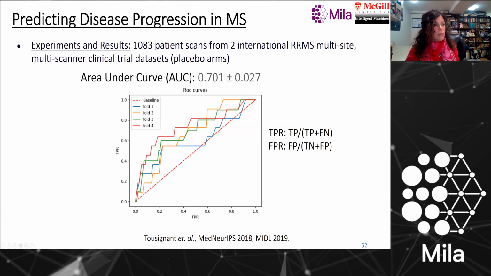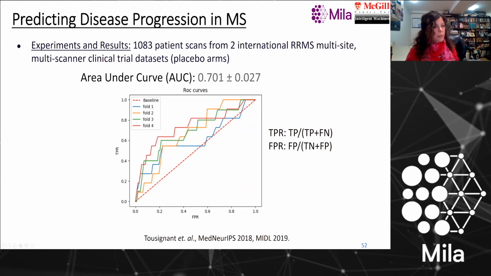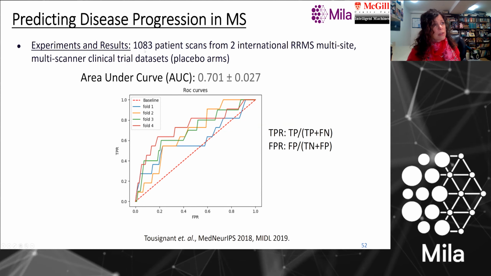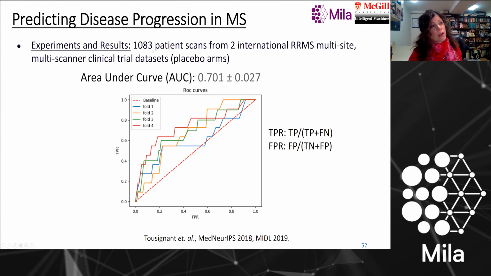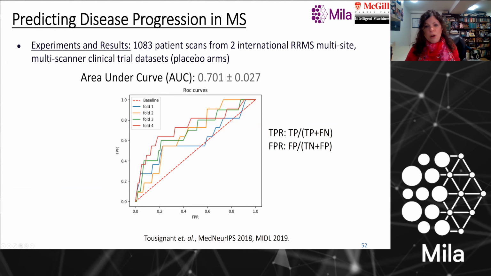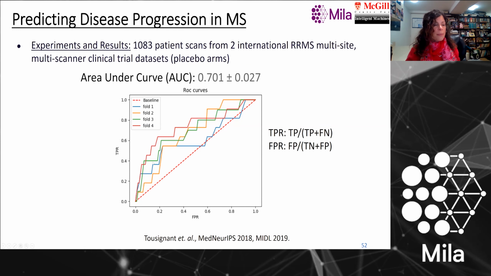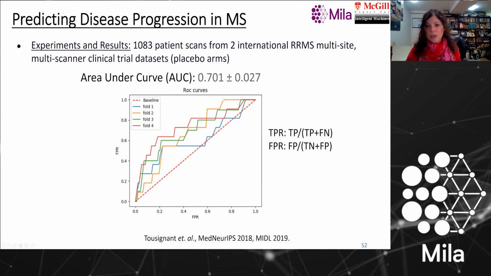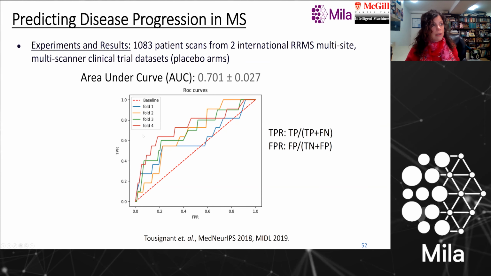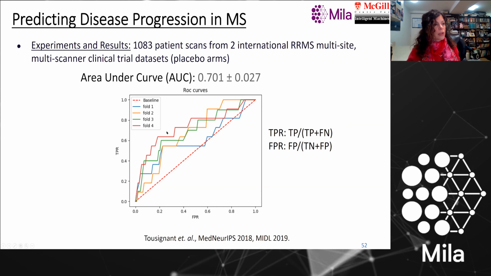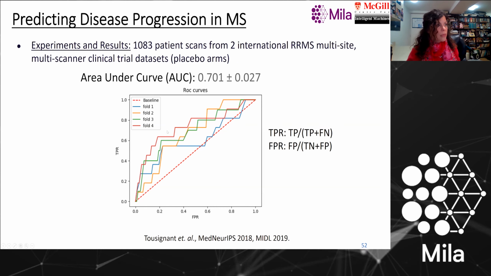And so these are preliminary results, which were presented at MedNeurIPS and at MIDL. And these are results on a trial from two different relapsing remitting trials on the placebo arms. And you can see it's a fourfold validation. The area under the curve is around 0.7, which is starting to be pretty good. And this is some work that we're extending and we're working quite hard on right now.